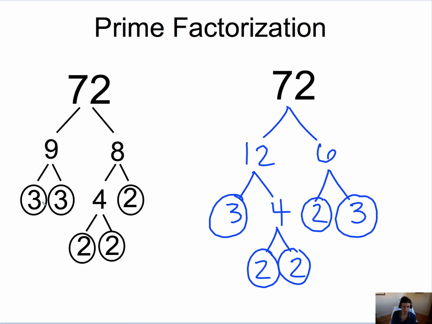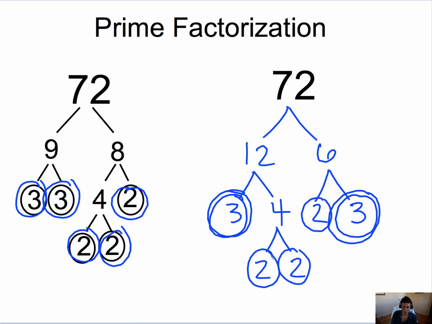Notice we got the same thing here. We have a 3. How many 3's do we have here? 1, 2. And then we have a 2, 2, 2. Well, that's the same thing we have here, 2, 2, 2. So it doesn't matter which way you do it, you get the same answer.